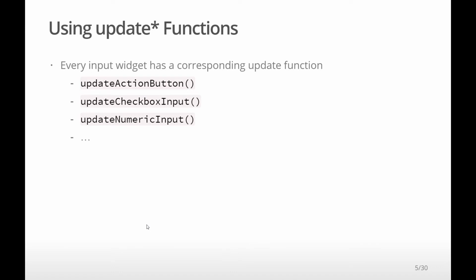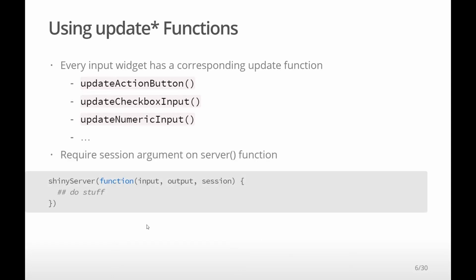So first, let's start with the update star functions. So like I said, every one of your input widgets, remember widgets are just things that the user can actually manipulate and change. Every one of those input widgets has a corresponding update function. And so before where we just had, say, numericInput, now it's just updateNumericInput. And so you can see that they use lower camel case for these things.